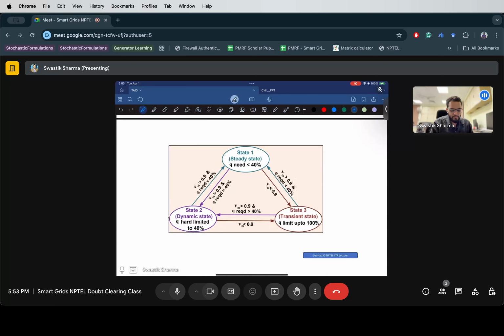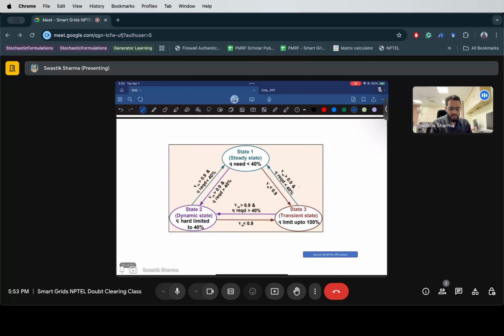If VM becomes greater than 0.9 and Q required becomes less than 40%, we move back to state 1. Or if VM is greater than 0.9 but Q required is greater than 40%, since the VM is already at a safe level, we hard limit the Q from 100% to 40%. So this is how the states behave.